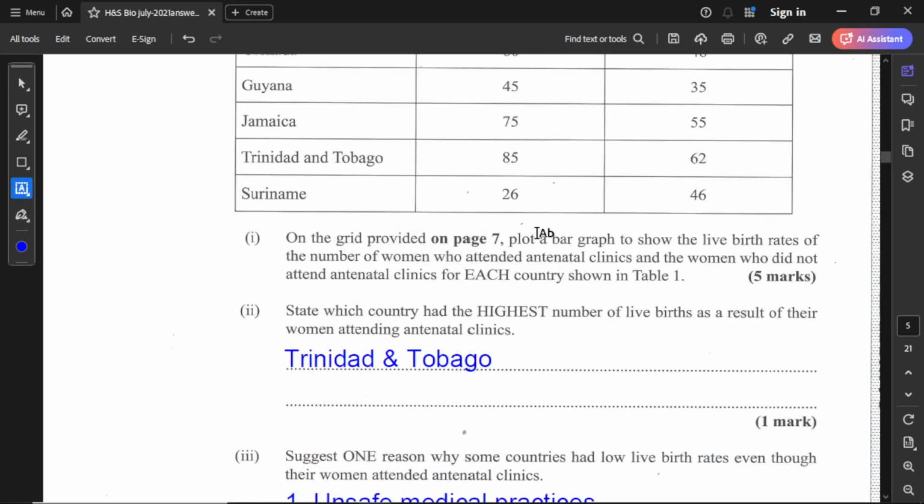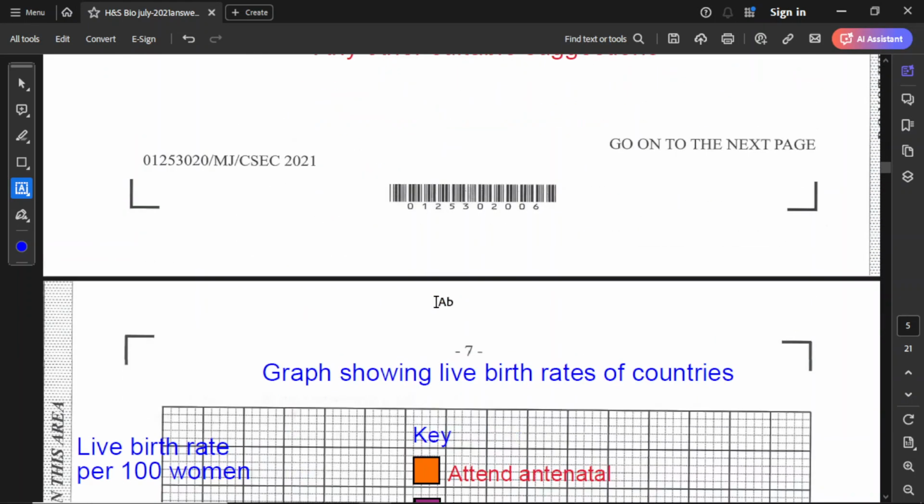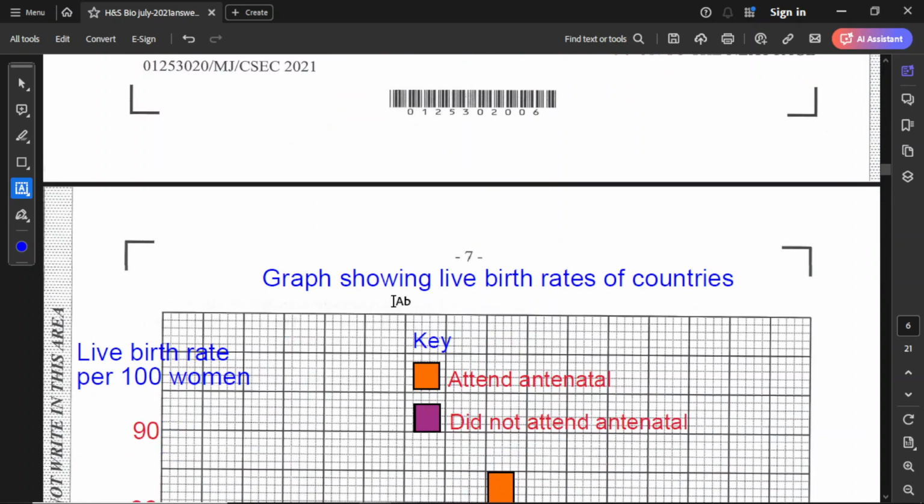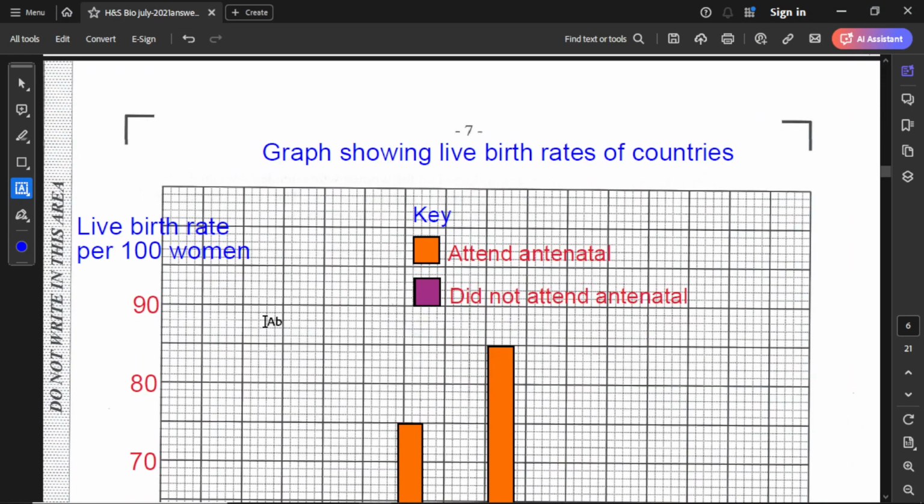All right, and so the first part of this question asks us to do this: on the grid provided on page 7, plot a bar graph to show the live birth rates of the number of women who attended antenatal clinics and the women who did not attend antenatal clinics for each country shown in the table. All right, so let's just go to the graph real quick, and let me outline a few points that I think you should ensure that you have to get maximum marks. As usual, I will always recommend you write a title for your graph, what the graph is showing, very important. All right, and also label your axes.